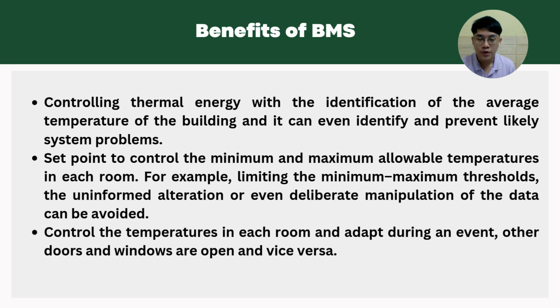Here are the benefits of the building management system. The first one is controlling thermal energy with the identification of the average temperature of the building, and it can even identify and prevent likely system problems. The second one is we can set points to control the minimum and maximum allowable temperature in each room. For example, by limiting the minimum and maximum threshold, uninformed alteration, or even deliberate manipulation of the data can be avoided. The last is to control the temperature in each room and adapt during an event, either when doors and windows are open and vice versa.